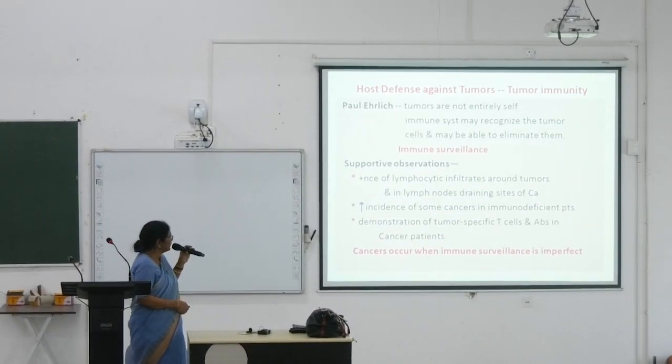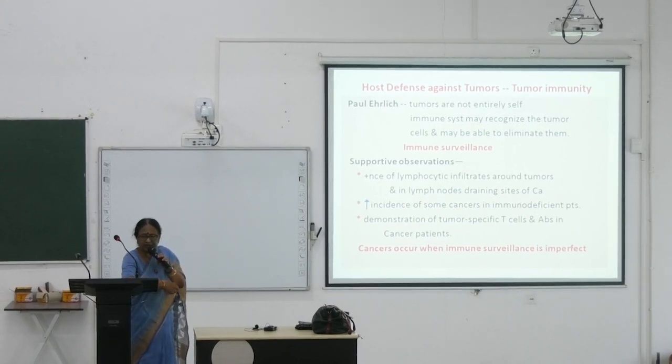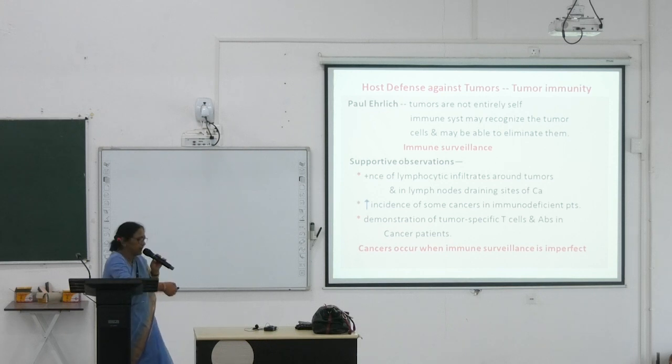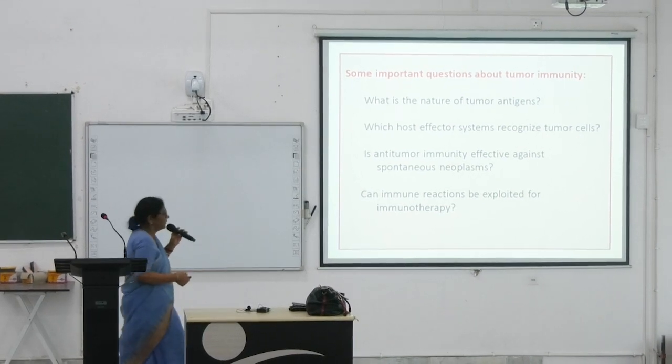There is increased incidence of some cancers in immunodeficient patients. যেমন এইচআইভি পেশেন্ট, এই সমস্ত পেশেন্টের ক্ষেত্রে আমরা জানি কিছু কিছু তাদের ক্যান্সারের ইনসিডেন্স অনেক বেশি, and demonstration of tumor specific T cells and antibodies in cancer patients. So cancers occur when immune surveillance is imperfect. যেটা আমি বললাম যে আমাদের ইমিউন সার্ভাইলেন্সটা ঠিকঠাক আছে বলেই আমাদের রোজ যে সমস্ত মিউটেটেড সেল তৈরি হচ্ছে তারা আমাদের শরীরে ক্যান্সার তৈরি করতে পারছে না। There are some important questions about tumor immunity.